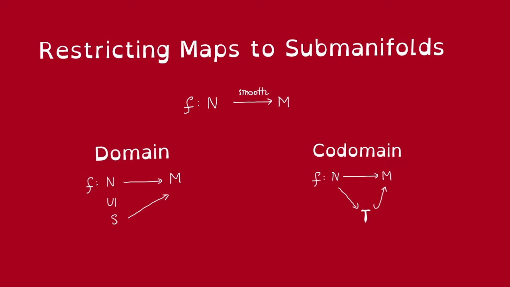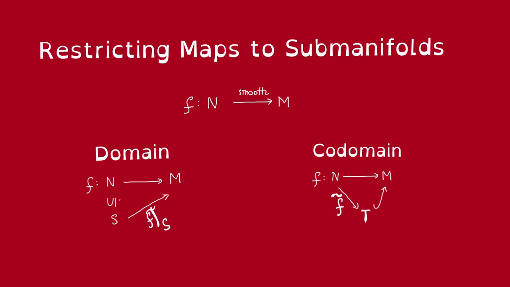In the domain case, we assume that S is a submanifold of N, and we ask if the induced map, the restriction of F to S, is still smooth. In the codomain case, we let T be a submanifold of M, the codomain, and we ask if this induced map is still smooth. Now in the domain case, the answer is obvious. It's going to be yes. And why is that?